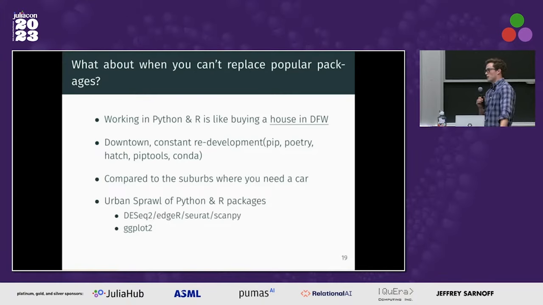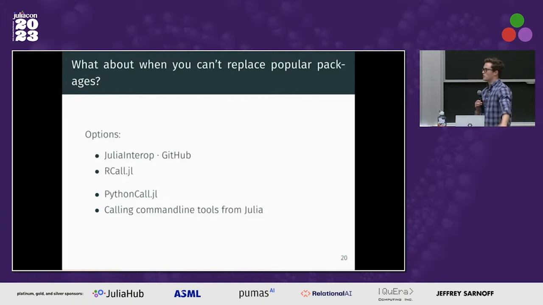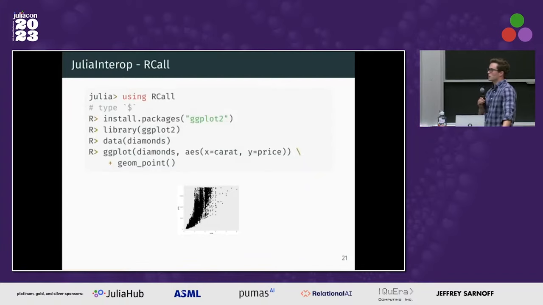So this urban sprawl is like, you have DESeq, Seurat, Scanpy, ggplot if you have a custom plotting format that you really want. So what do you do? We have various Julia interop packages as well, like RCall, PythonCall, and then you can also just call the command line tools from Julia, and it's really easy and baked in, and I think better than the alternatives in other languages. So RCall is pretty simple. You can just install these packages. This is just a simple ggplot2 example. The nice thing as well is it gives you an R REPL, so you can continue the REPL-driven development.